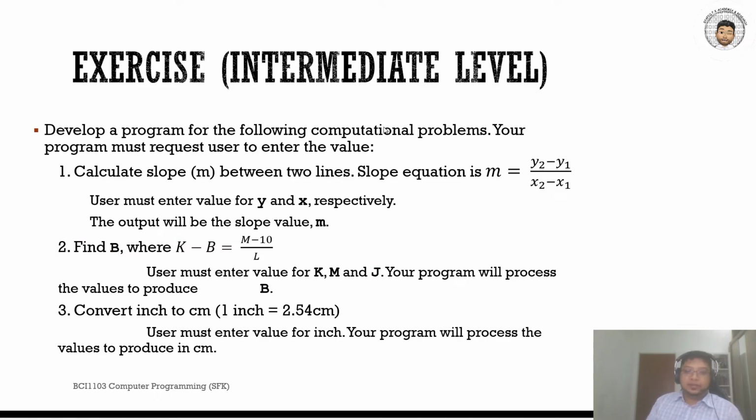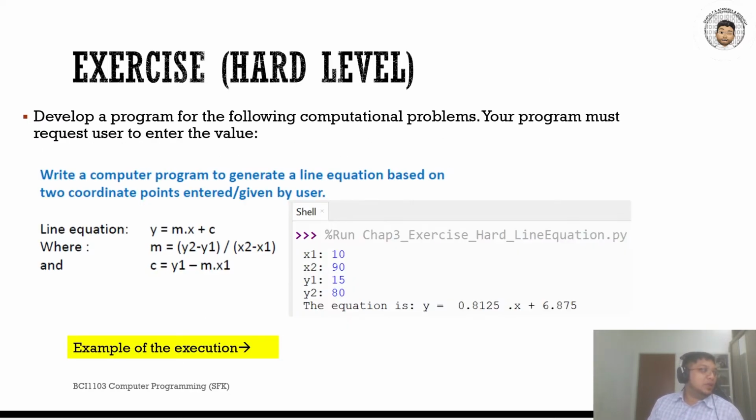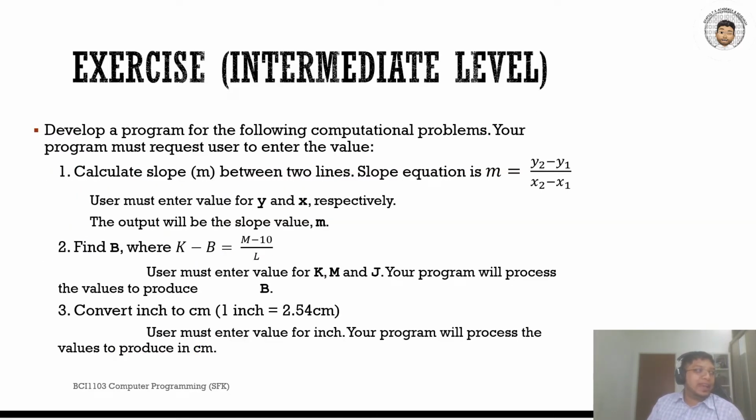Okay, finish with basic. Next we're going to do an intermediate level. Here I have 3 questions for you to do now. The first one: calculate slope m between two lines. The slope equation is m equals y2 minus y1 divided by x2 minus x1. User must enter values for y and x respectively. The output will be the slope value m. So this is question 1. Try and calculate them yourself.